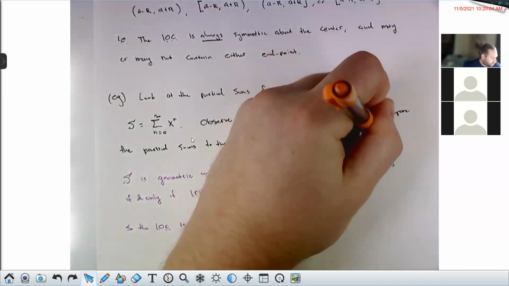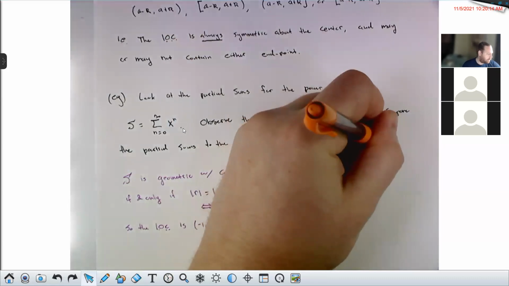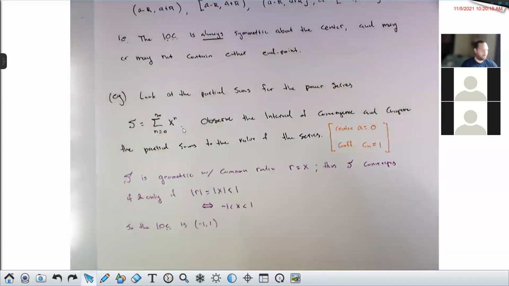Okay. What are the coefficients? What sort of things are multiplying my x to the n's? 1. 1. Very good. All right. So this is a series centered at 0, whose sequence of coefficients is just the sequence 1, 1, 1, 1, 1. And based on what we know about geometric series, we're able to say that this should converge for any x values coming from the open interval -1 to 1.